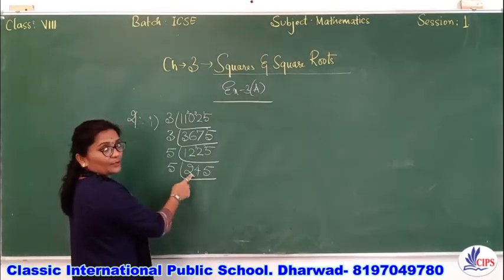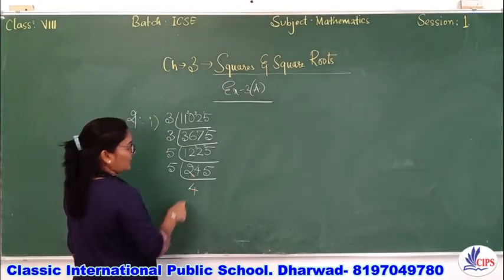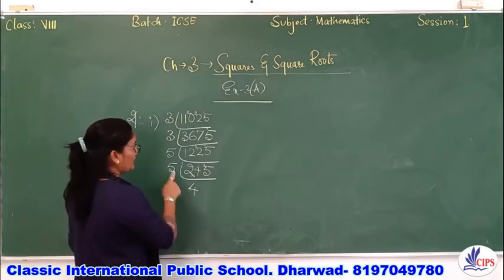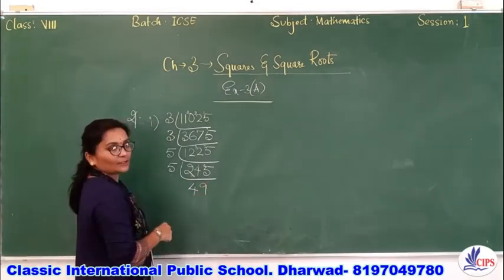24, we don't have 24 in 5 tables. So we take 5 4s are 20. How much is left? 4. It becomes 45. 5 9s is 45.